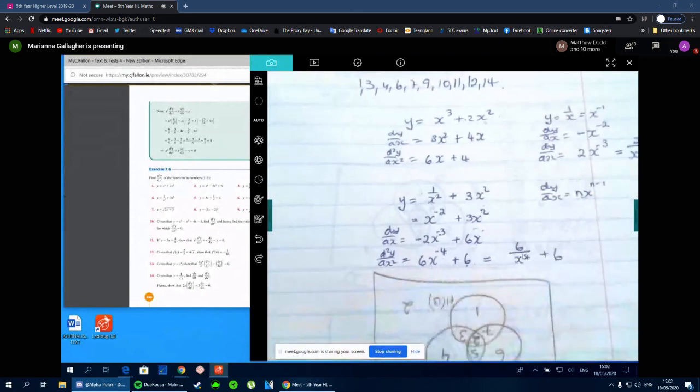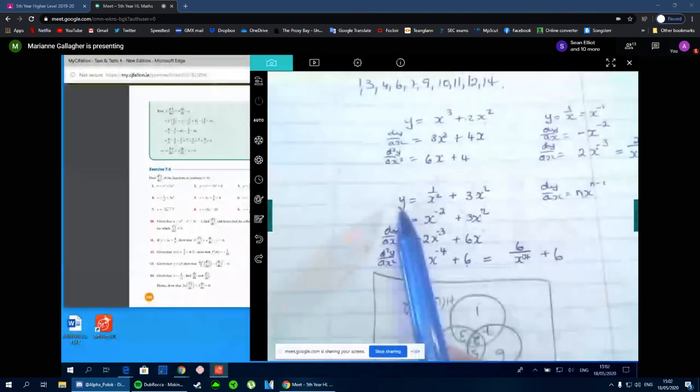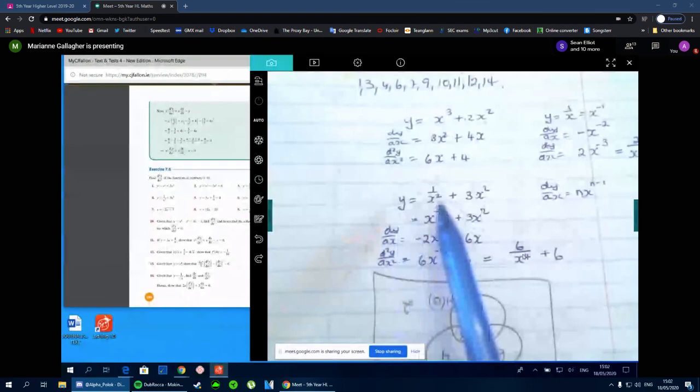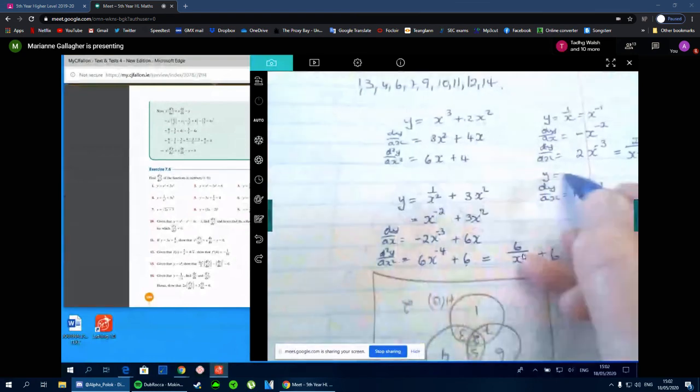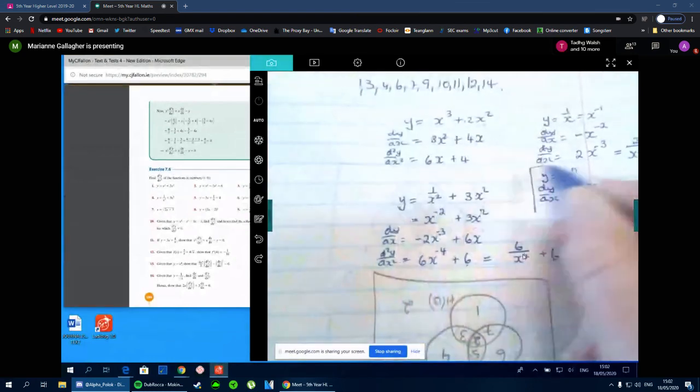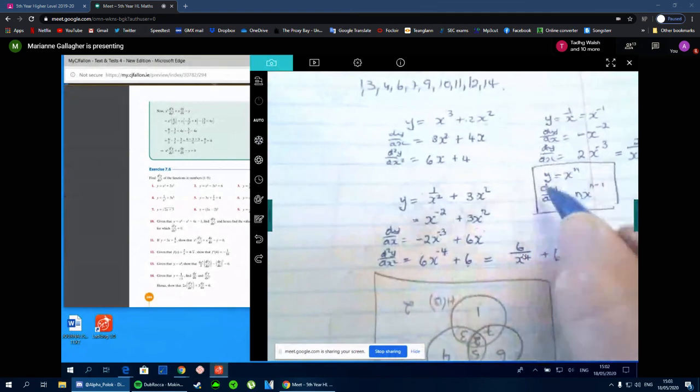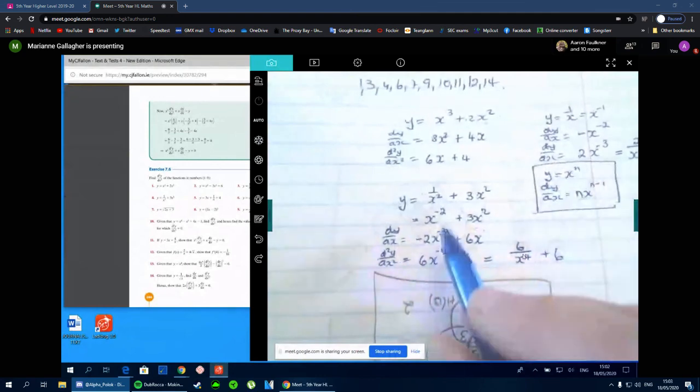Okay? Good. So the first thing you want to do is change your y into some sort of x. Y has to be in the form of x to the power of n before you can differentiate. So that's the first step, change your y. Then you go ahead and do your differentiating. And for all of these, you're going to do it twice.